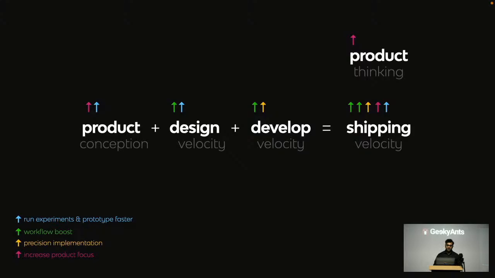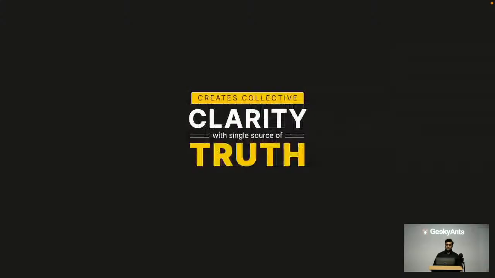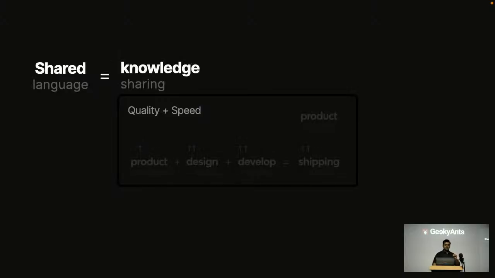But we'll go further. Let's zoom out and talk about something that Devesh already mentioned: creating collective clarity with a single source of truth, which is shared language. So if we zoom out further, you can see quality and speed are taken care of. But is there anything more we get out of a design system? Shared language is essentially more about improving knowledge sharing.